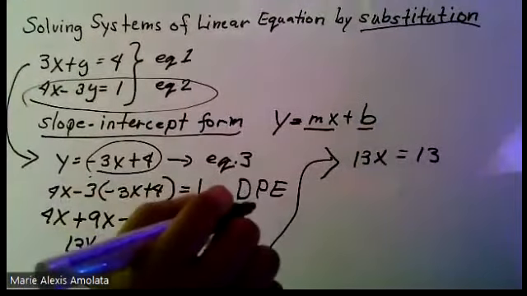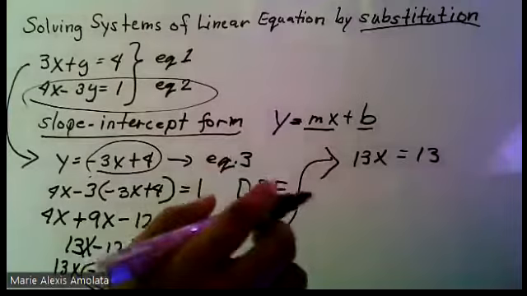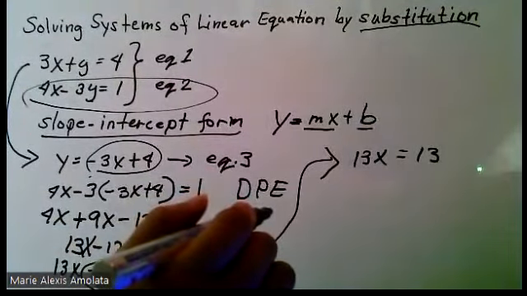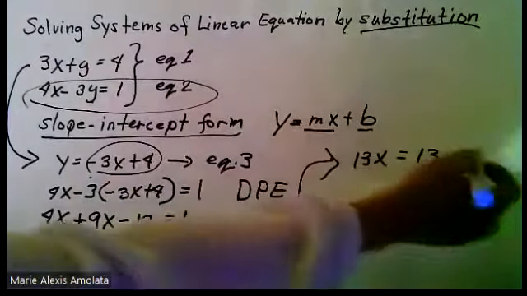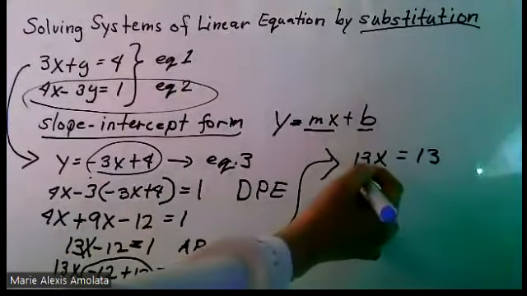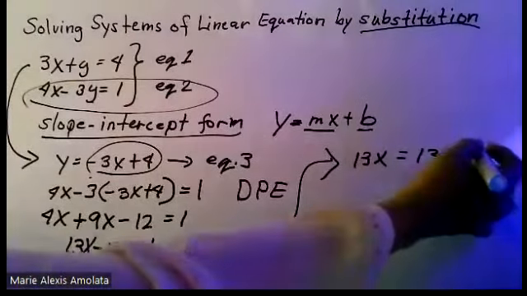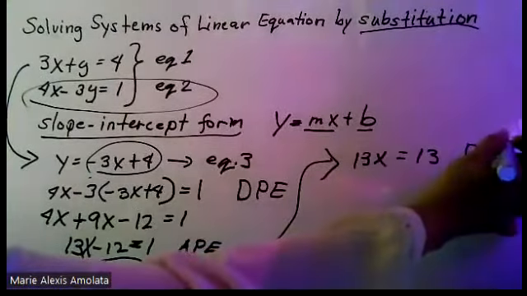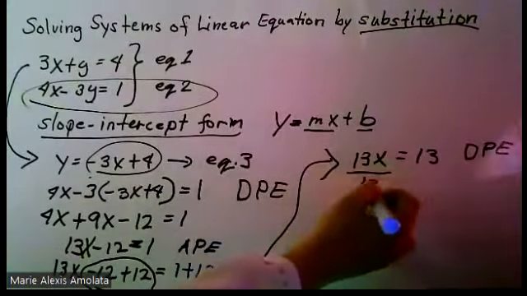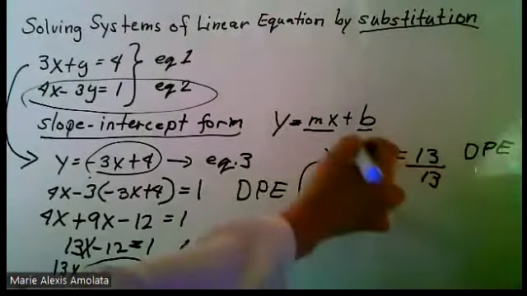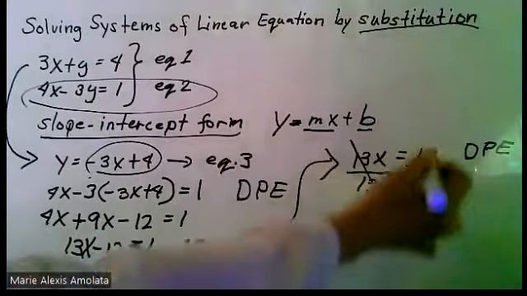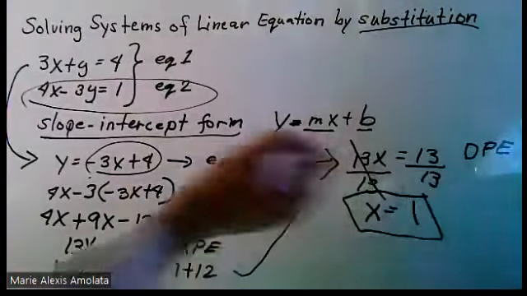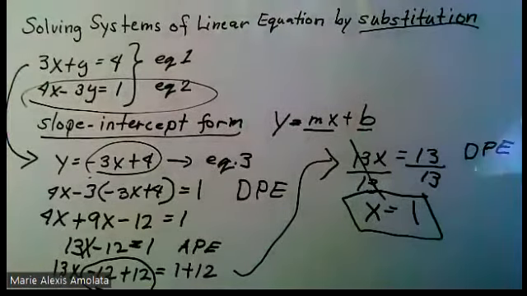Next is we're gonna have to apply division property of equality. I-divide natin sila both sides of the equation by 13 to get x, to get the value of x. So division property of equality. Divide both sides by 13 to get the value of x. So 13 divided by 13 is 1. And now this is the value of x. Okay?